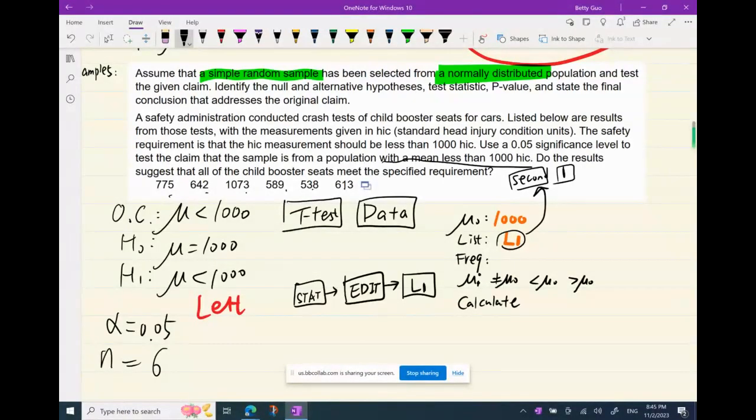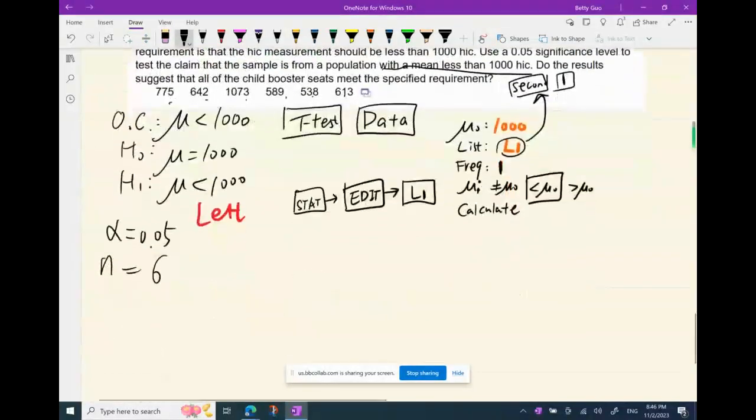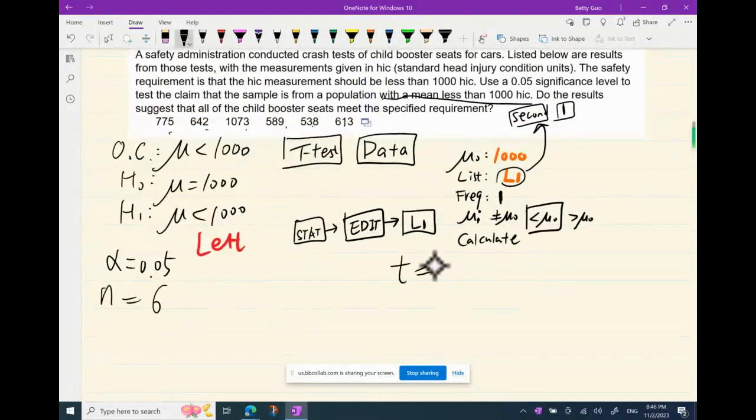I notice if I do not enter 1 for frequency, it doesn't let me go down. That's my calculator, so just leave 1 here. We don't have a frequency list. Sometimes if the data is a lot and it is sorted as a frequency distribution table, then we need that, but we don't have that in this case. And then I'm going to choose the left tail, right? Confirm left tail. And then calculate. I'm only going to write down my t statistic and the p-value, okay?